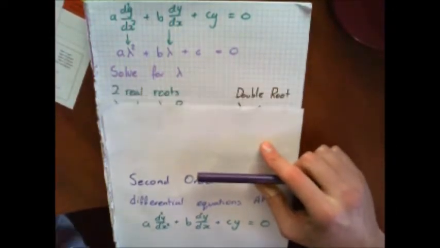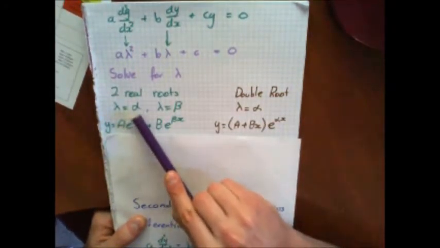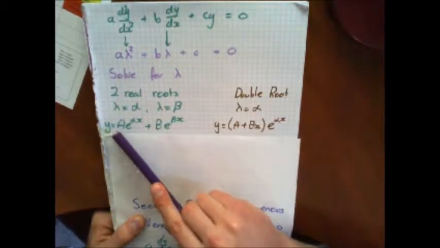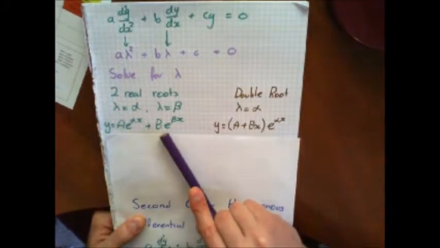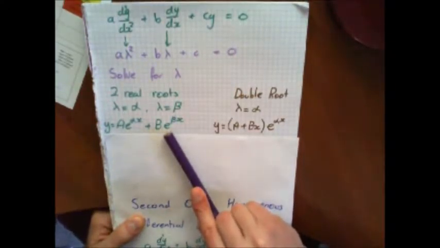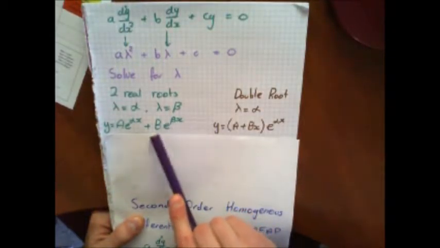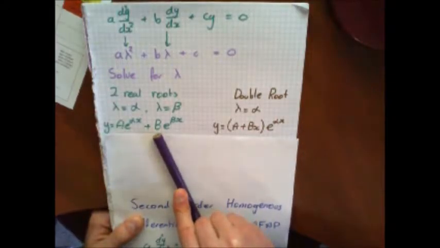The first case is going to be when you get two real roots. Now, let's say one root is alpha, and the other root is beta. In this case, y is equal to a times e to the alpha x plus b, another constant, times e to the beta x. Now, b and beta are not the same thing. Beta is one of the roots that you solve for, and b is going to be another constant coefficient which you're going to have to solve later.